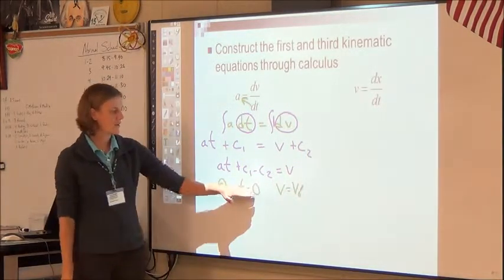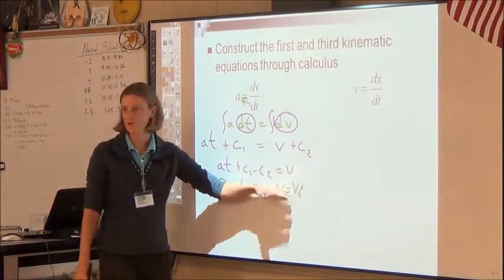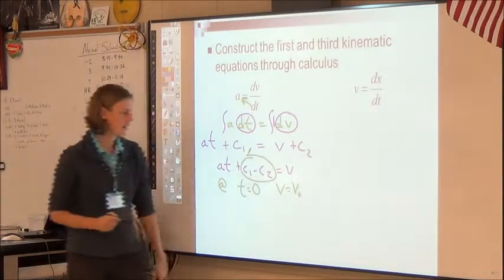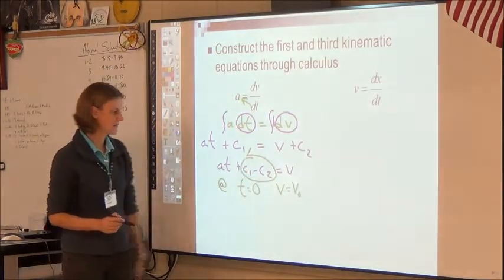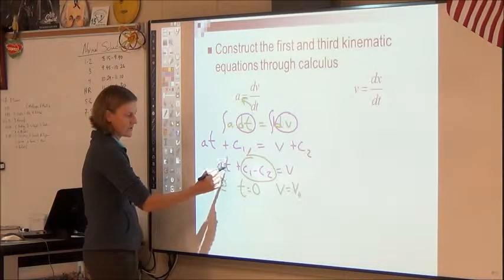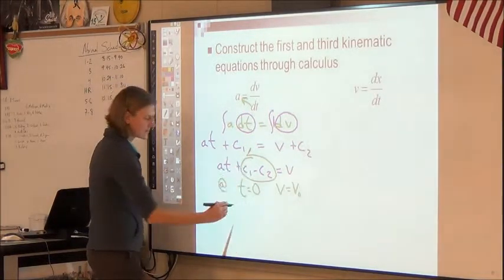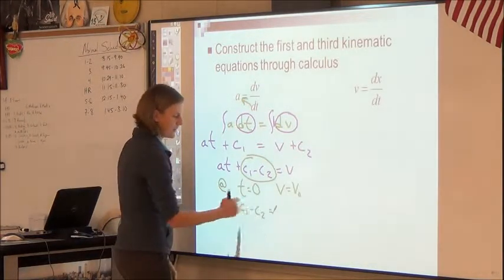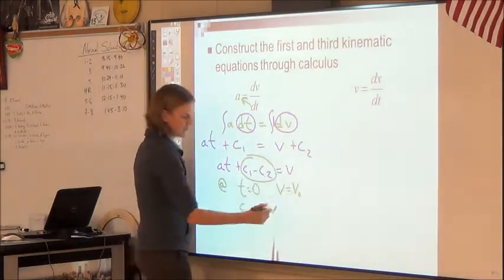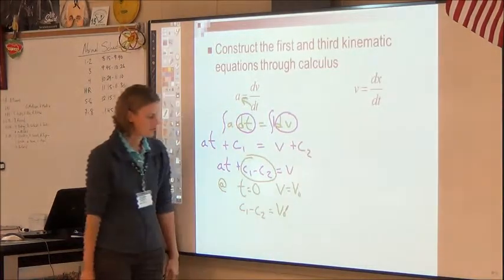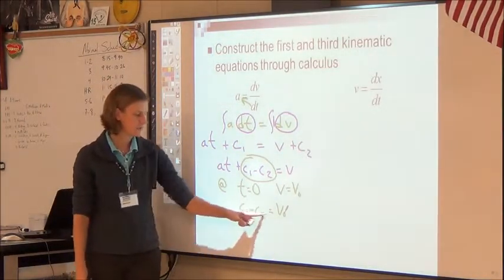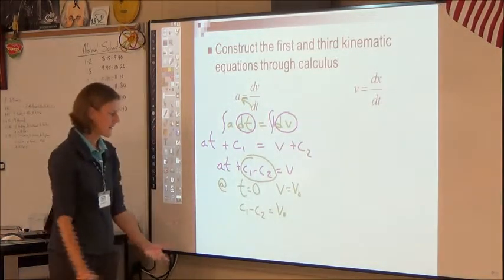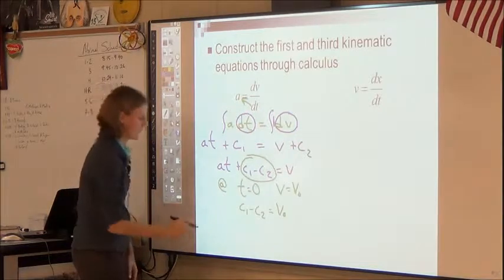So I'm going to plug this condition that I know to be true into my equation, and that will help me come up with a term for my constants. So if I plug in t equals 0, of course that goes away. The constants are still there, I don't know what they are. And at t equals 0, v is v naught. So lo and behold, my constants must be v naught. And so now I am pretty much at my first kinematic equation.